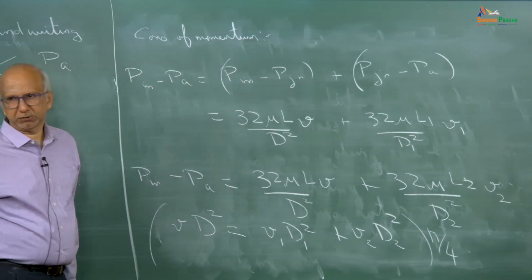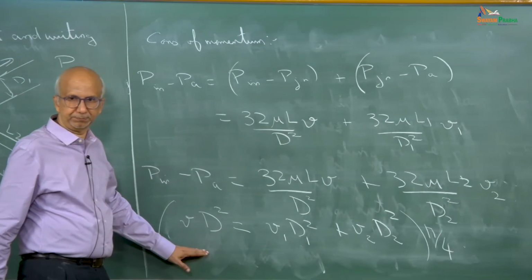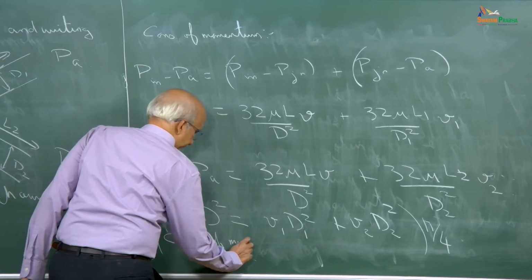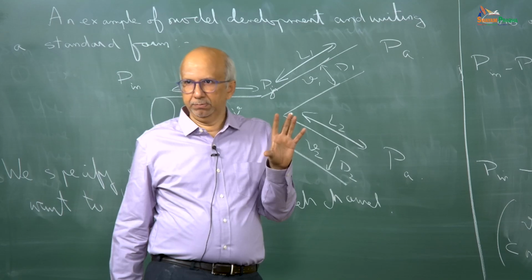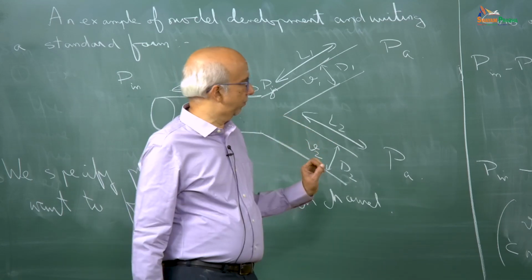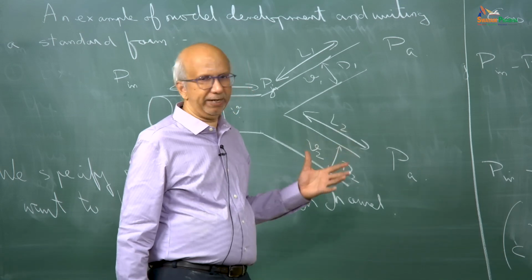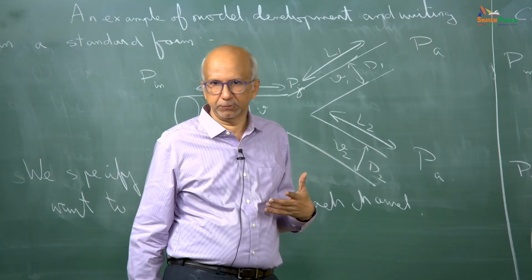So, because pi by 4 is common, I can cancel it out. So, I can just get this. So, basically this is my conservation of mass. So, now I have done the modeling part for the system, I have gotten the momentum equation and the mass conservation equations, and I want to solve for V, V1, V2. I have 3 equations and 3 unknowns.